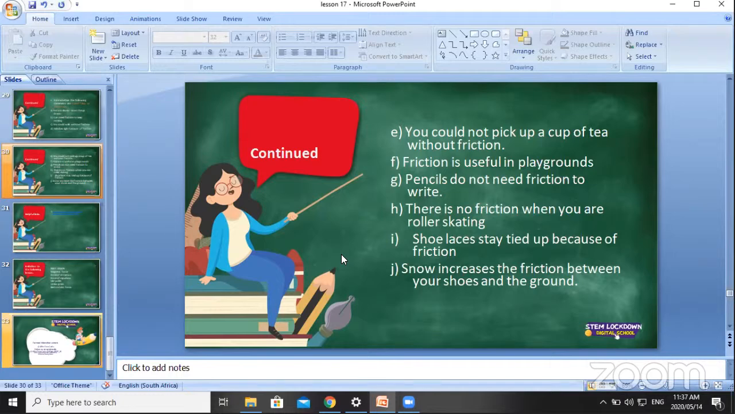H, there is no friction when you are roller skating. I, shoelaces stay tied up because of friction. And the last one is, snow increases the friction between your shoes and the ground. Do I have any questions, grade 9?